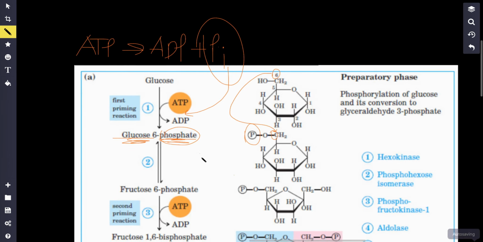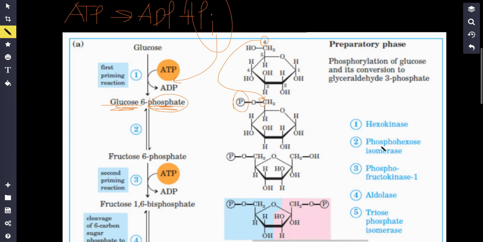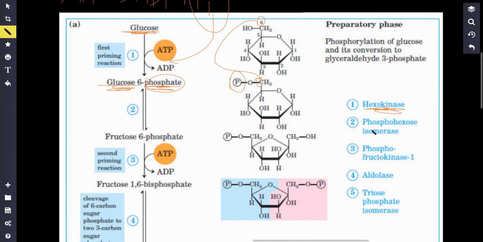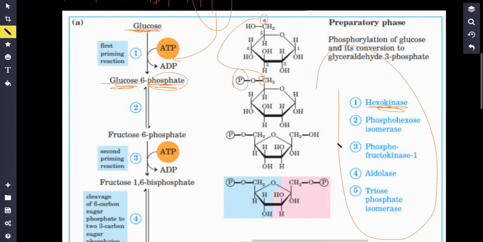Now, of course, you already know that you need enzymes. It's good that we have the ingredients, right? We have the phosphate, we have the glucose ready, but we need the enzyme for this reaction to happen. And the enzyme for this is hexokinase. All these right over here are the enzymes for each respective step. Now, whenever you hear kinase, you should be thinking of adding phosphate groups. Okay.